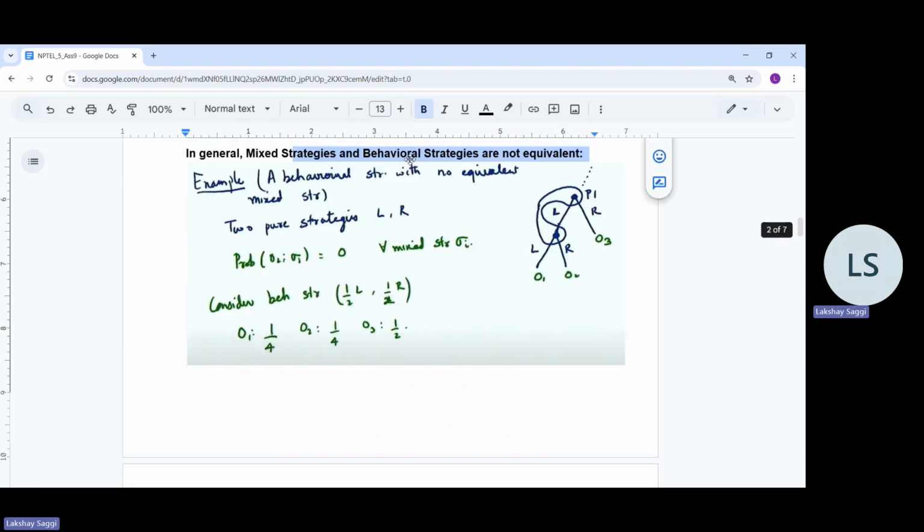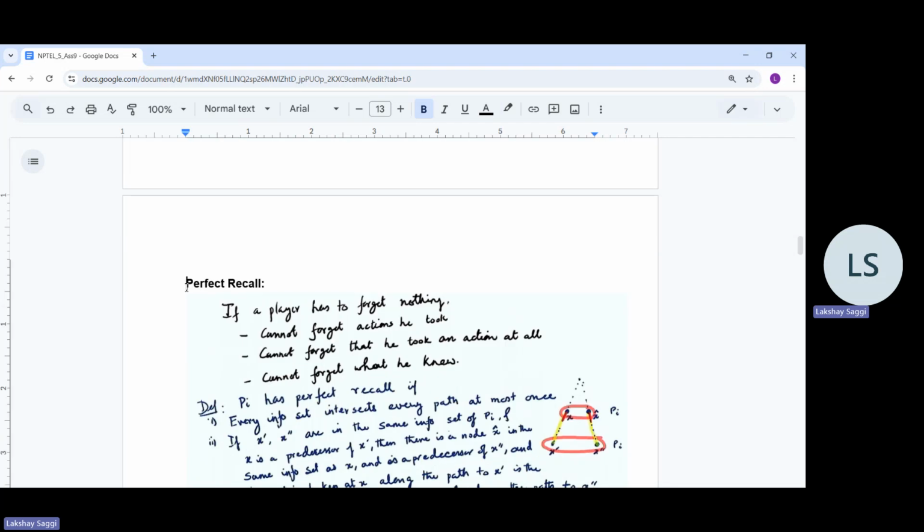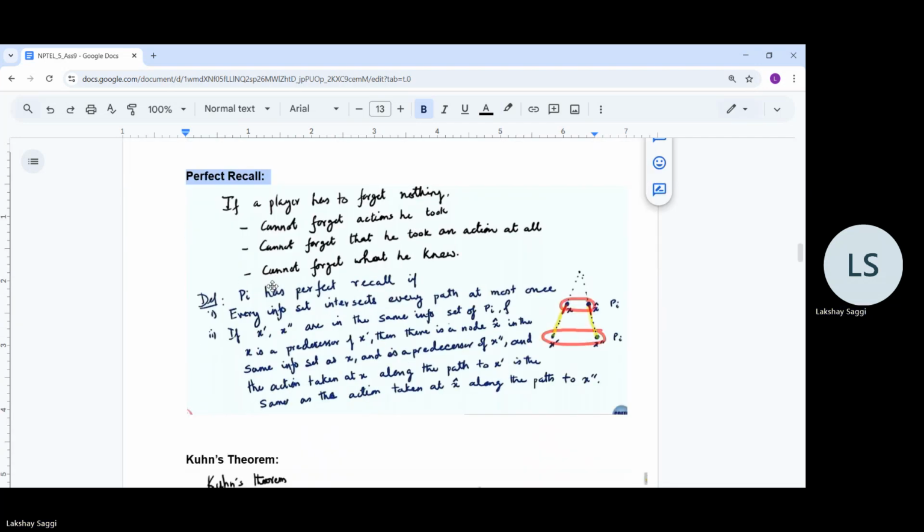So first of all, before proceeding to the equivalence of these, let's first discuss a definition: what's a perfect recall? Perfect recall means that a player does not forget anything. On an intuitive level, if a player has perfect recall in a game, it means that the player has not forgotten anything. And what does this mean? If a player has to forget nothing, what kind of things can a player actually forget?